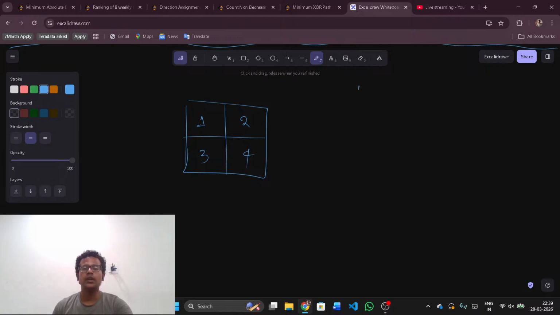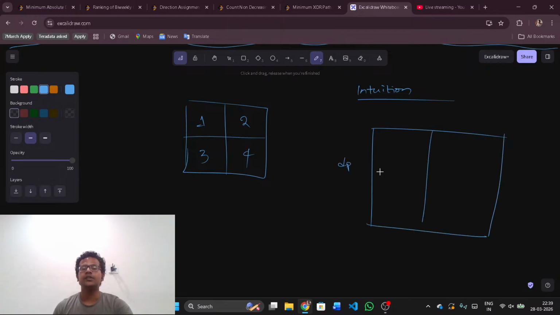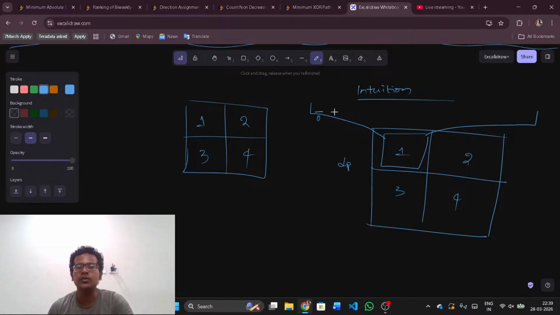Now, what is my intuition is I will create a DP which is having the same thing. 1, 2, 3, and then 4. Here in this DP, I will store whether I get a 0, whether I get a 1, whether I get a 2, whether I get a 3, and so on till 1023.